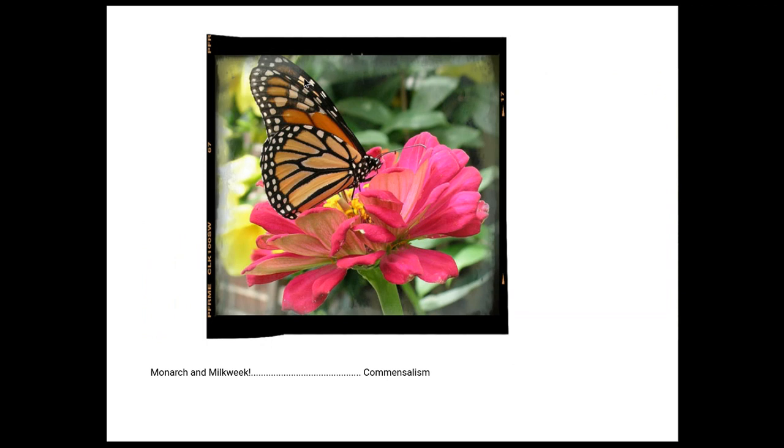Here we have a monarch butterfly. Oh, they're so pretty. Monarch butterflies typically feed around milkweed. Now, this is a form of commensalism because the monarch benefits from the milkweed, but the milkweed is not harmed. And I put milkweed, my bad. It's not harmed, so it is a commensalistic relationship.